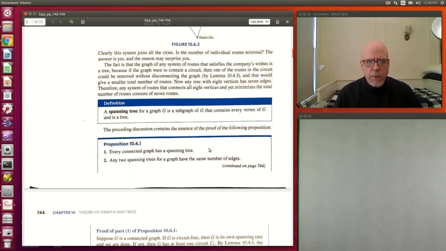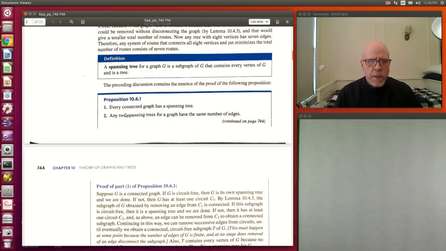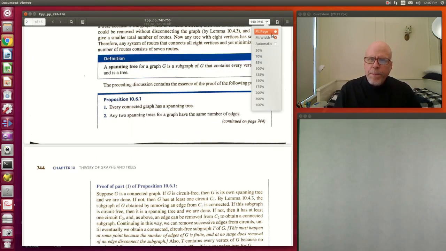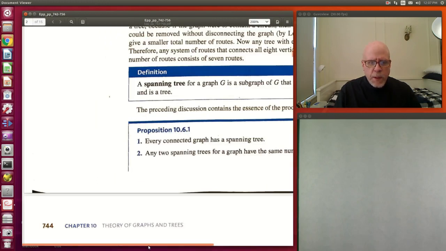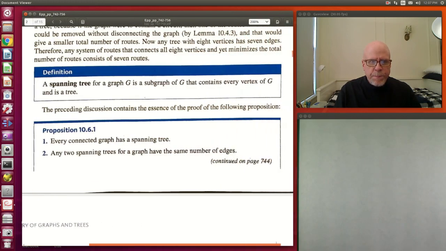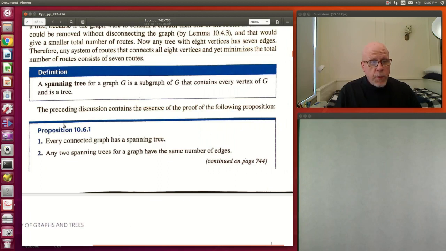A couple of nice little points are made in this next thing. They call it just a proposition, so not quite powerful enough to be a theorem. Can I get a little bigger on that to make sure we can all see it? So first of all, if you've got a connected graph, there is a spanning tree. It's just claiming the existence. Every connected graph has a spanning tree. And then any 2 spanning trees for a graph have the same number of edges.